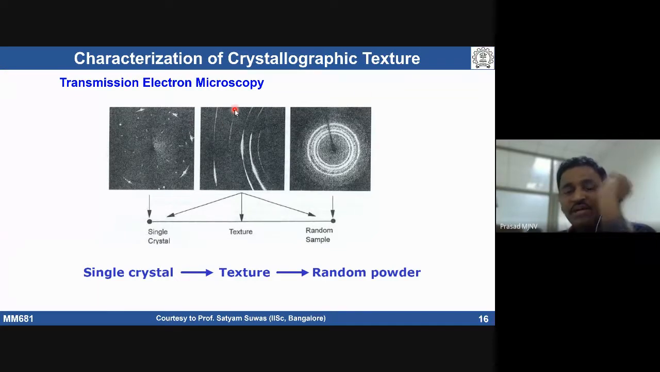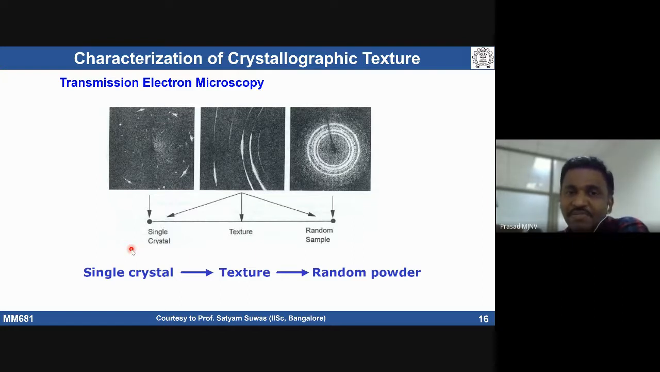So people also establish, from transmission electron microscope diffraction studies, that we have to collect diffraction patterns and see whether we are seeing a dot pattern or a ring pattern, or any intensity change in the ring patterns. That can tell you whether the material is a textured material or a random material, single crystal.